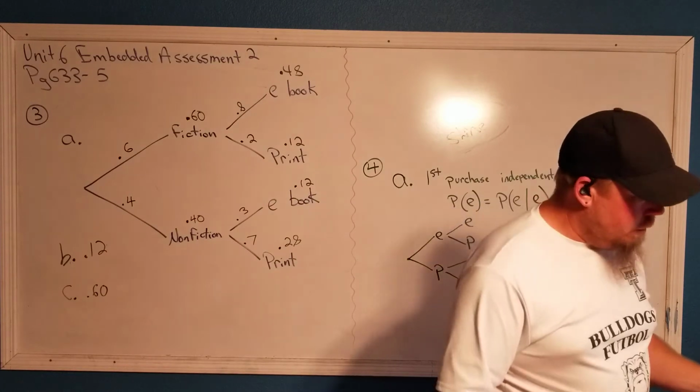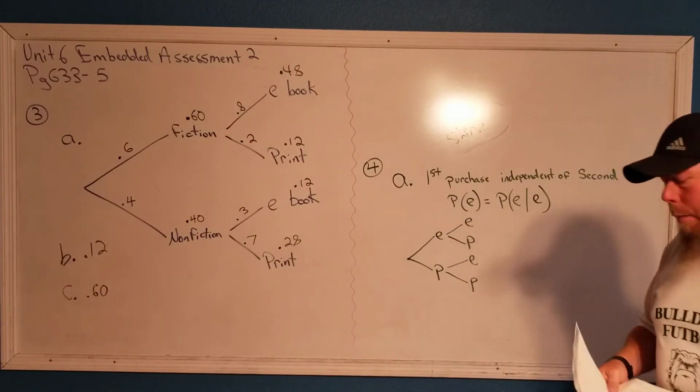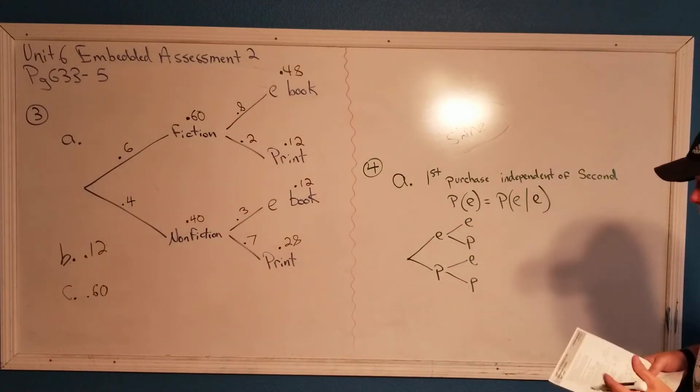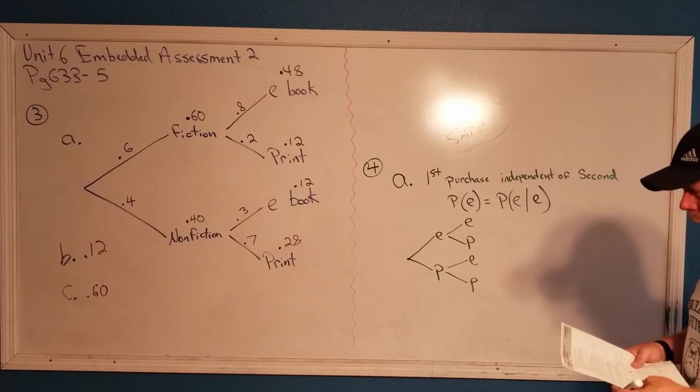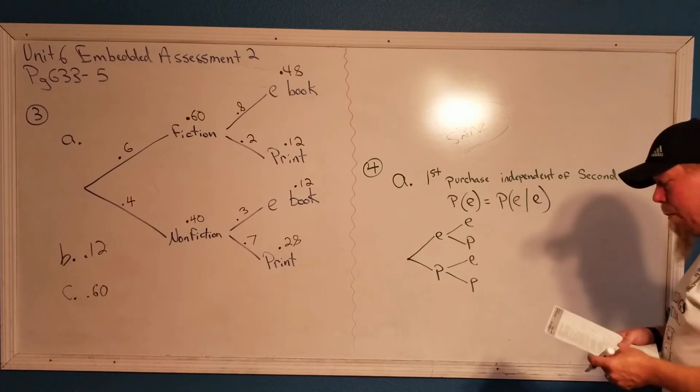Now let's go ahead and go to the next page. Now we're on page 635 in the PDF. We're going to look at number 4. Number 4 does not say you have to do a Venn diagram. I just think it helps to see the idea here. Company B has a very large number of books on its website.